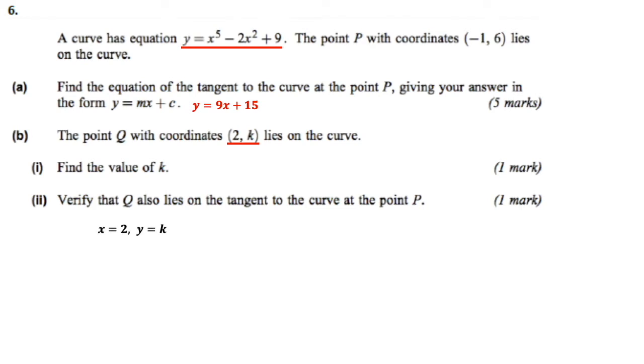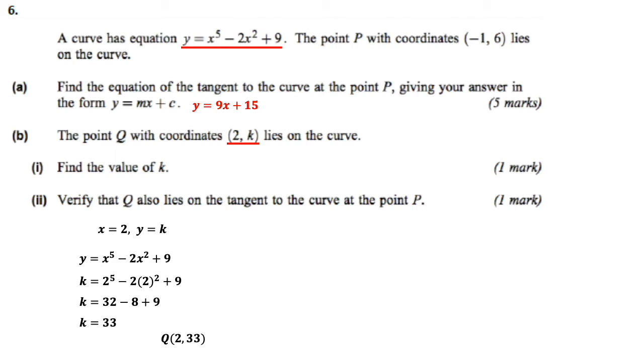So what we need to do is substitute x equals 2 and y equals k into the equation. So for every y, we change it to be a k, and for every x, we change it to be a 2. So we end up with k equals 2 to the power of 5 minus 2 times 2 squared plus 9. Simplifying that in stages, we would get k equals 32 minus 8 plus 9, which would leave us with k equals 33. So the coordinates of Q are 2, 33.